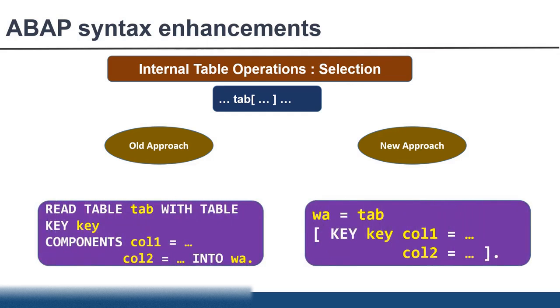Fourth statement, reading the internal table with a key as well as with the components and moving it to the work area. With the new approach, the internal table is mentioned with the braces. Within the braces, key and the condition or the components are mentioned. So here what you have observed is the statement becomes very simple and more readable.